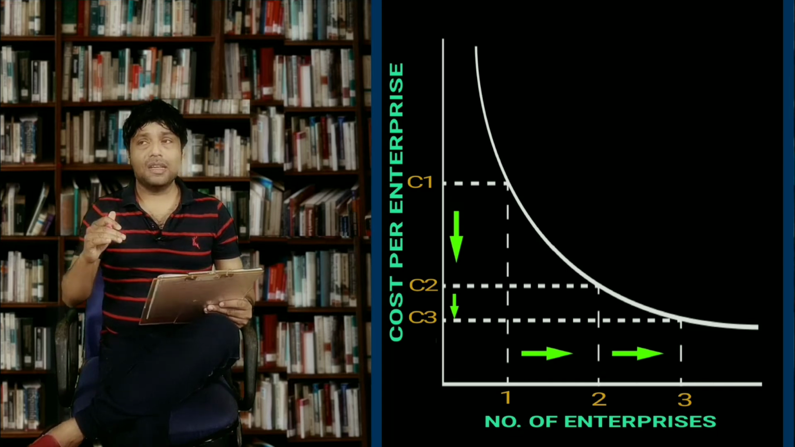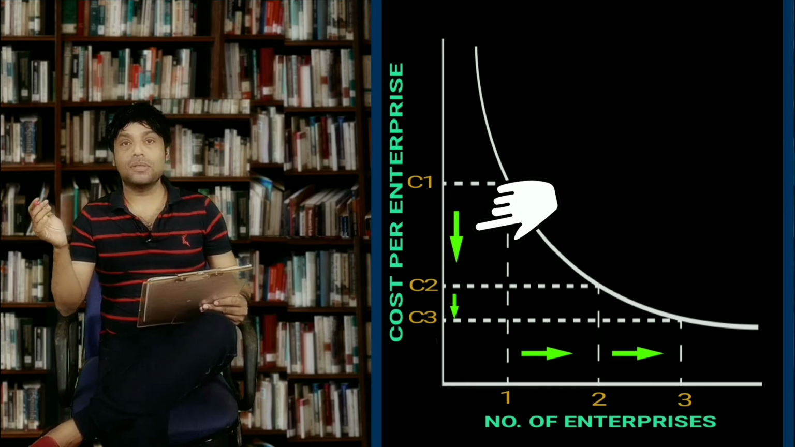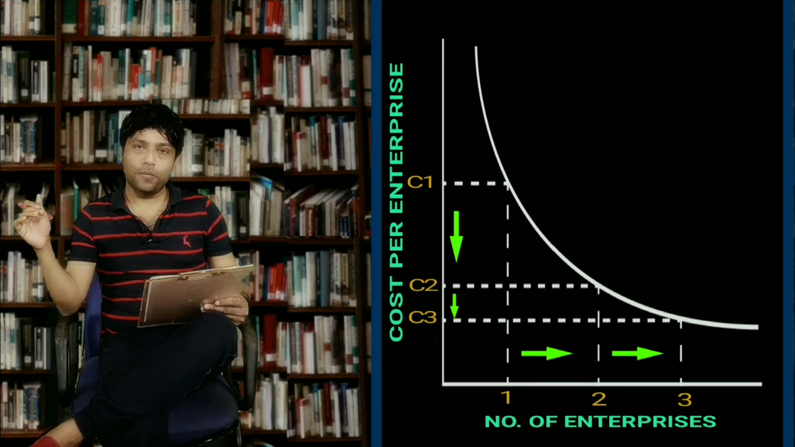I mean, as the figure is telling us, the cost of an enterprise is cut in half if the resources are used in two enterprises rather than just one. If the use of resources is spread over three enterprises, the cost per enterprise is reduced to a third.